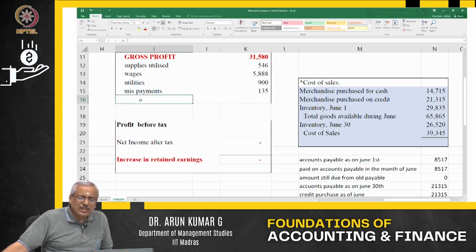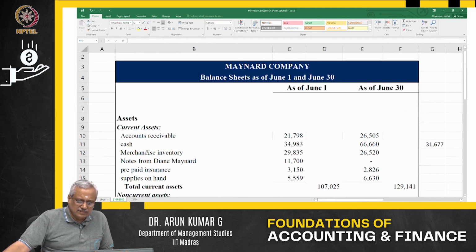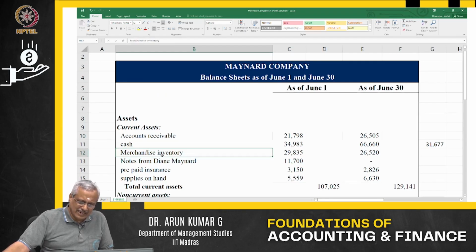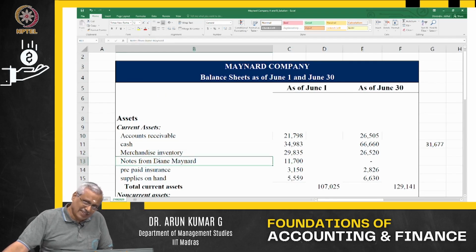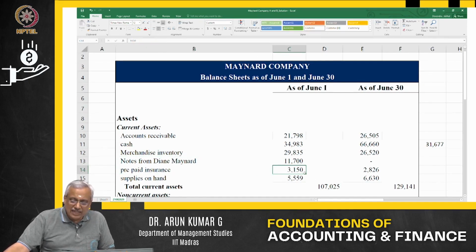Now, is there still something left out? Let us look at it. Let us go back to the balance sheet. Accounts receivable taken care of, cash asset, inventory taken care of, notes from Maynard, that is divided. She is repaying the loan, not part of P&L. Now, there is something called prepaid insurance. At the beginning of the month it was 3150. At the end of the month it is 2826.